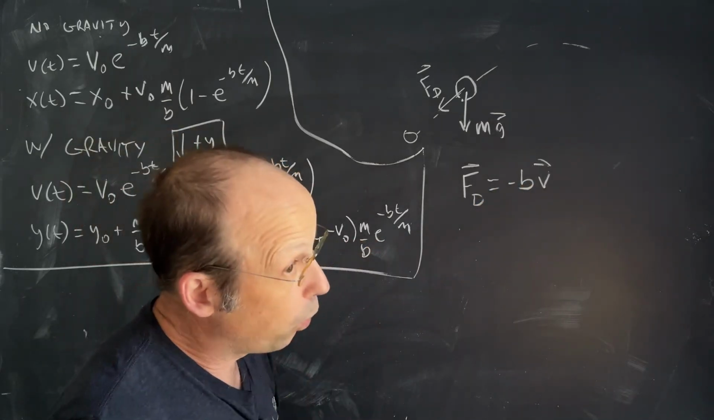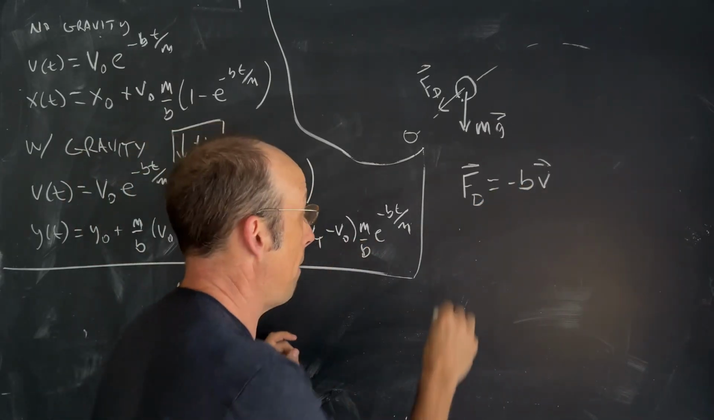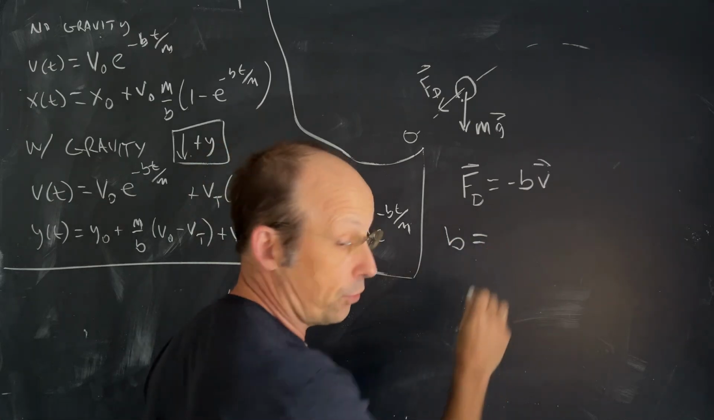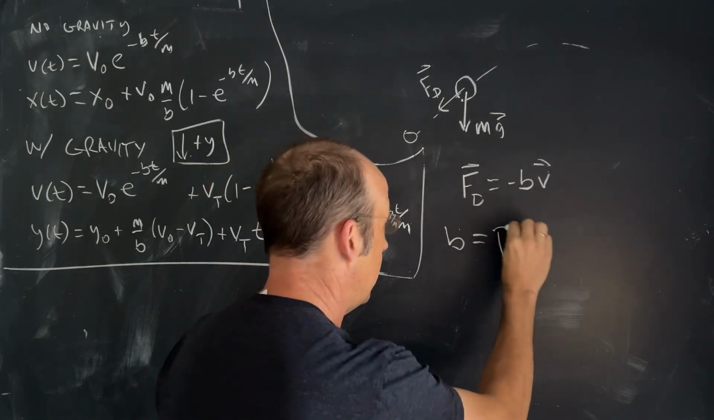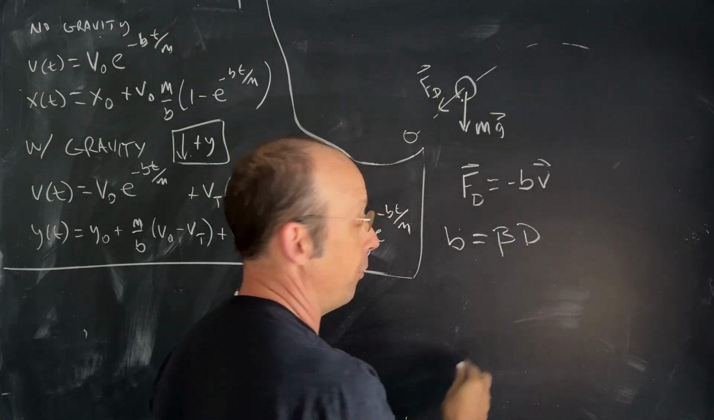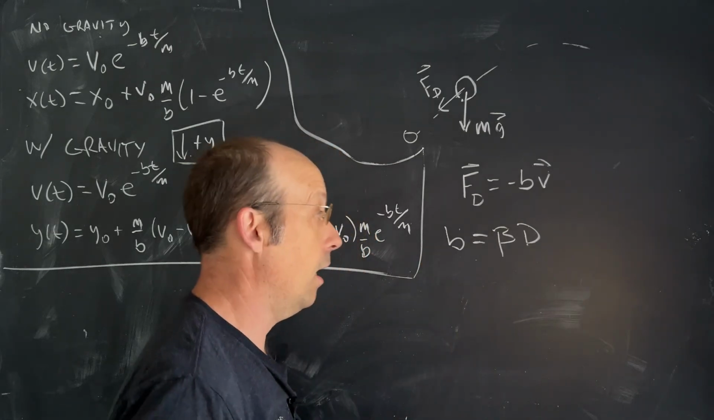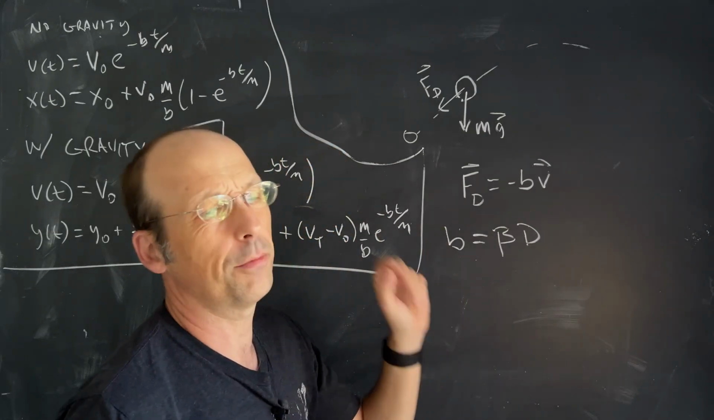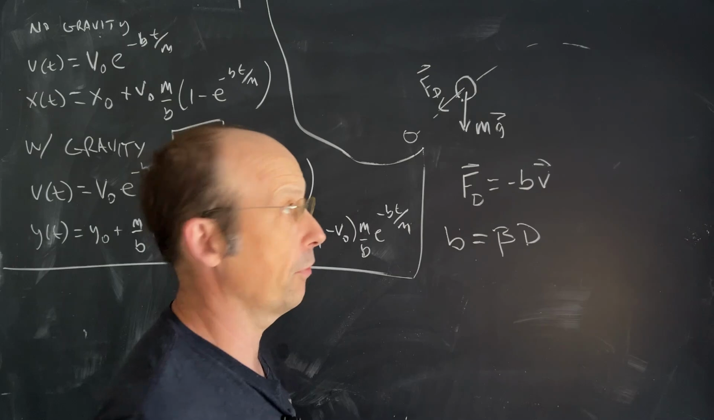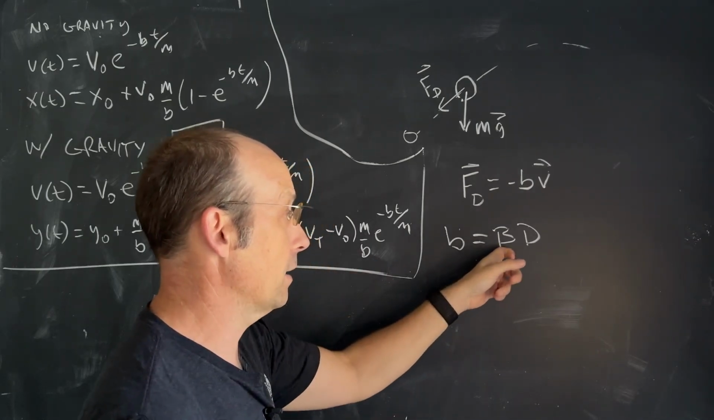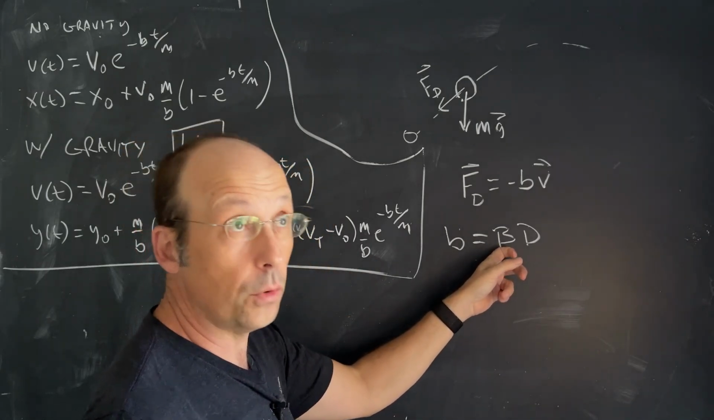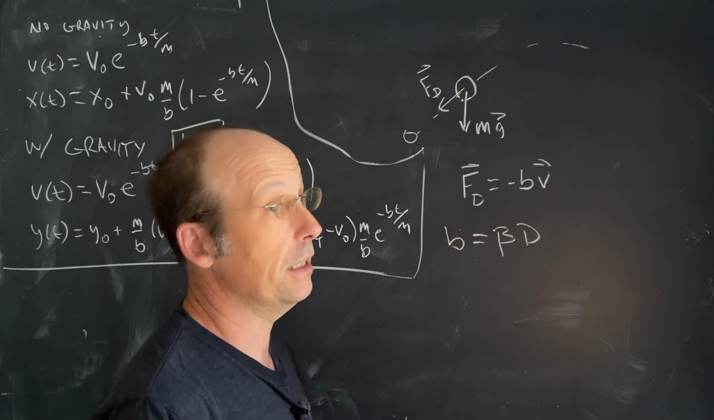And in fact, we're going to go a little bit further. We're going to say b is equal to beta times d, the diameter. So that's for a spherical object. This works, and that way I can look up some actual values, and we can use some actual numbers for some actual things. Beta is a constant depending on the fluid and the shape of the object, and d is the diameter of the object.